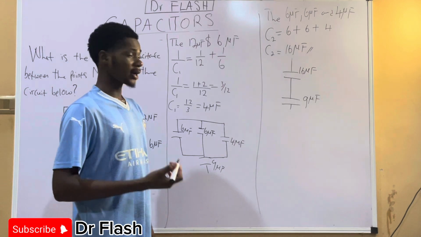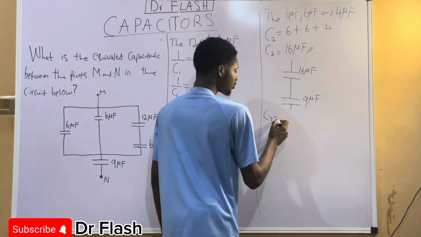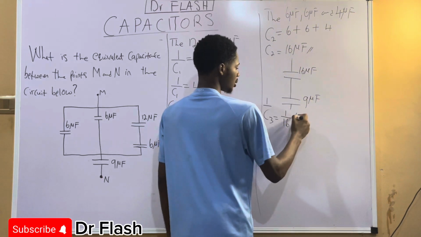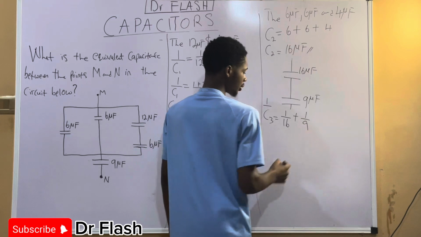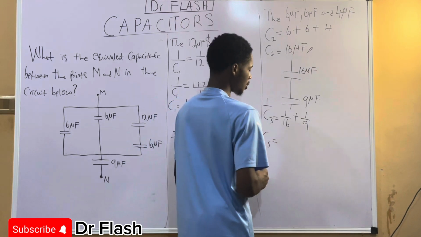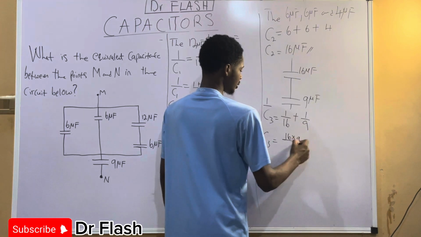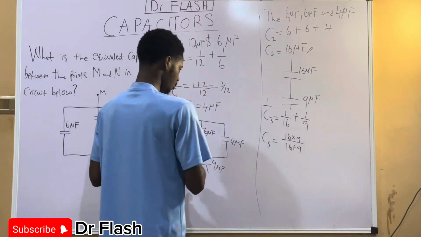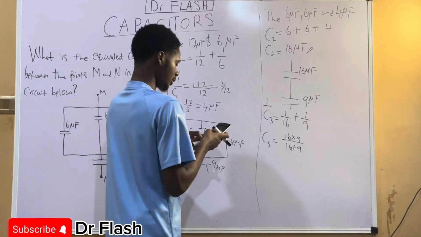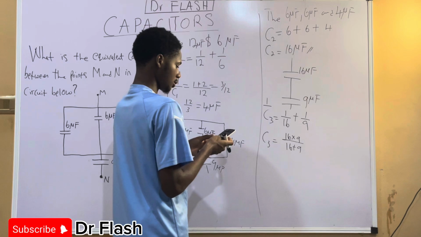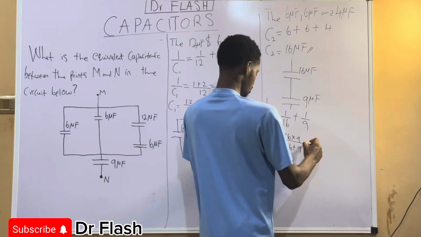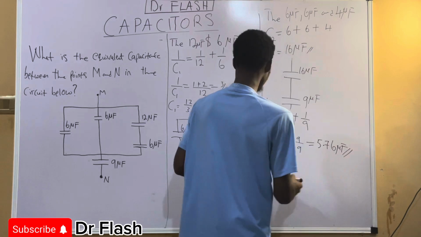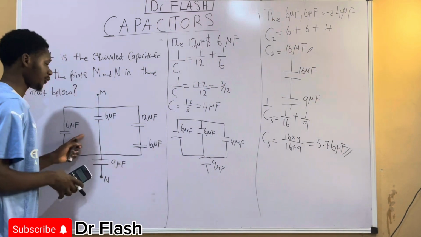To find the equivalent capacitance, which I'm going to call C3, since they are connected in series, 1 over C3 equals 1 over 16 plus 1 over 9. When you do the math, C3 equals 16 times 9 divided by 16 plus 9. Let's get that on the calculator. 16 times 9 divided by 16 plus 9 gives a value of 5.76 microfarad. Do not forget that each of them was given in microfarad, so include that in the units.